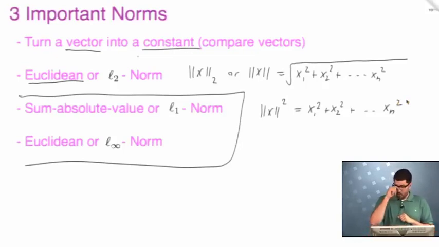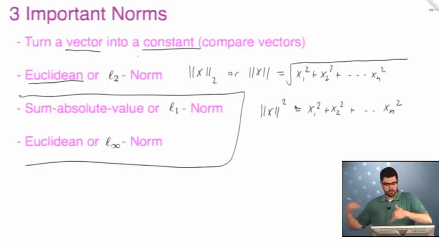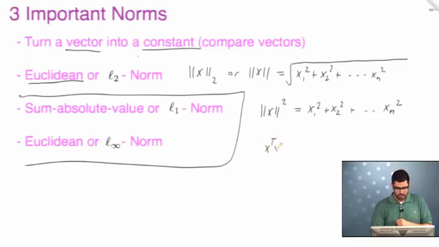Now we can also write this as an inner product. Remember what an inner product does: it takes one vector element, multiplies it by the other, and then adds. In this case it's multiplying by itself, so it's the inner product with itself. So x transpose x is equal to the 2 norm squared. Keep that in mind. And that is the L2 norm.